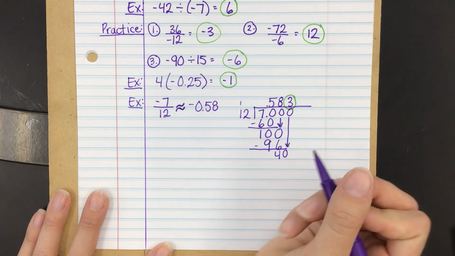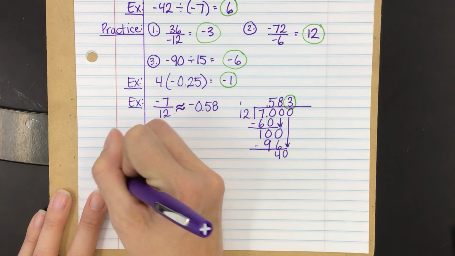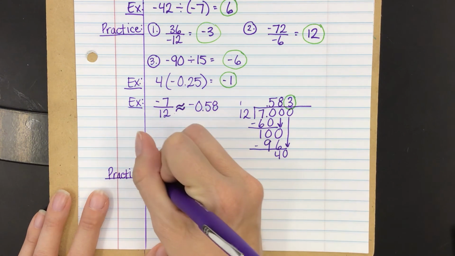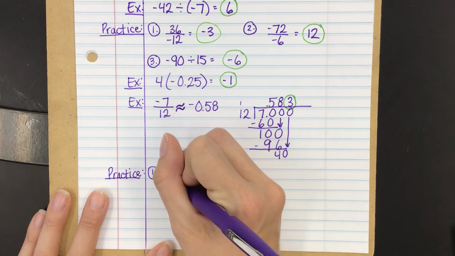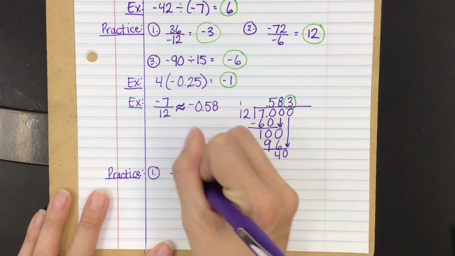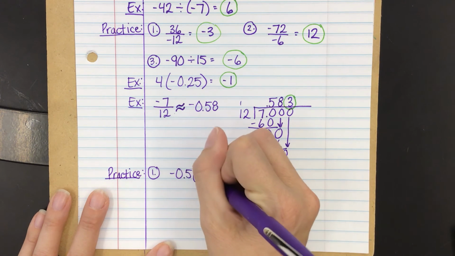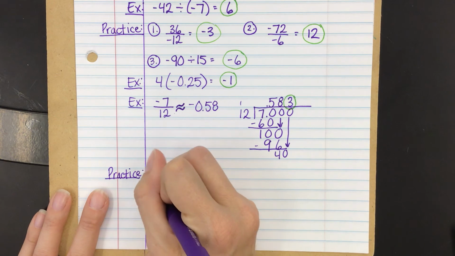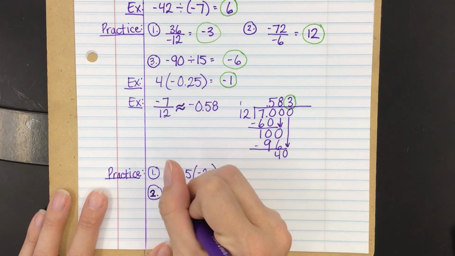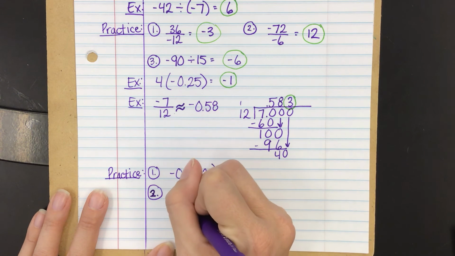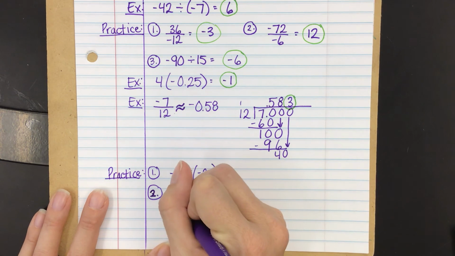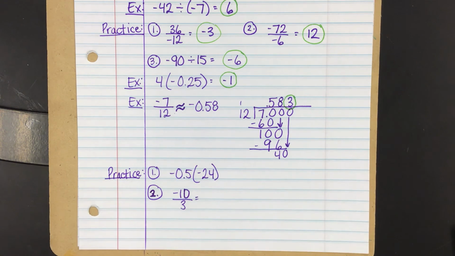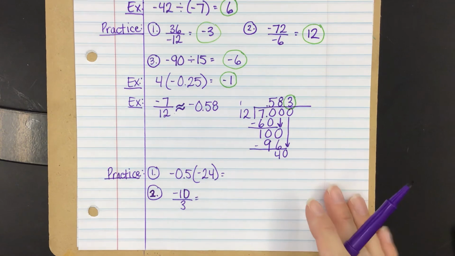All right, so let's get some practice in. Now on the second one here, it's a repeating decimal, so you can do one of two things. You can either round to the nearest hundredth, or you can use that repeating bar over the decimal. Okay, so go ahead and try those two.